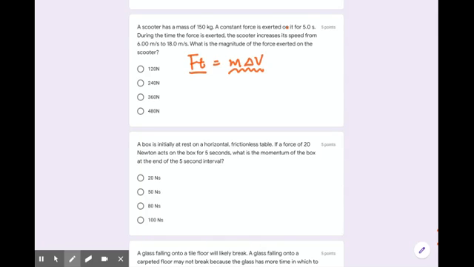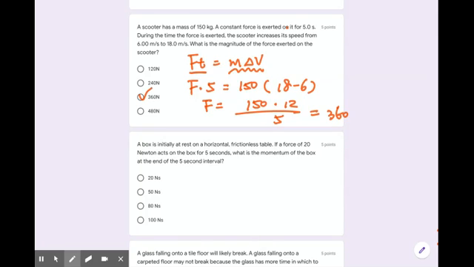Okay, so we're looking for the force. And we have the time, 5 seconds. We have the mass, 150. And we have the change in velocity, which is 18 minus 6. Force equal 150 times 12 divided by 5. And you'll find your answer. 360.